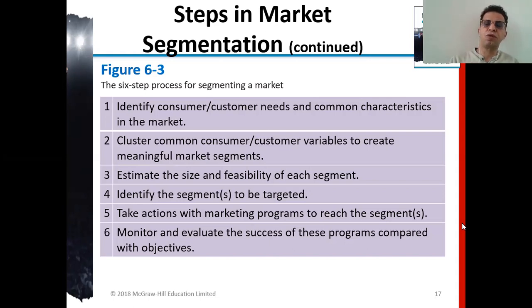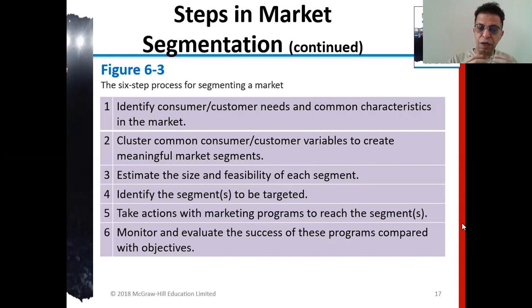So it would not be very wise to open Middle Eastern stores in Thompson, for example, north of Canada, because maybe only 9 or 10 people live there. So you need to see the market segment. Estimate the size and feasibility of each segment. Identify the segment that you are targeting. You cannot target all the segments. You focus on segments that you can target at the lowest cost and that are very profitable.